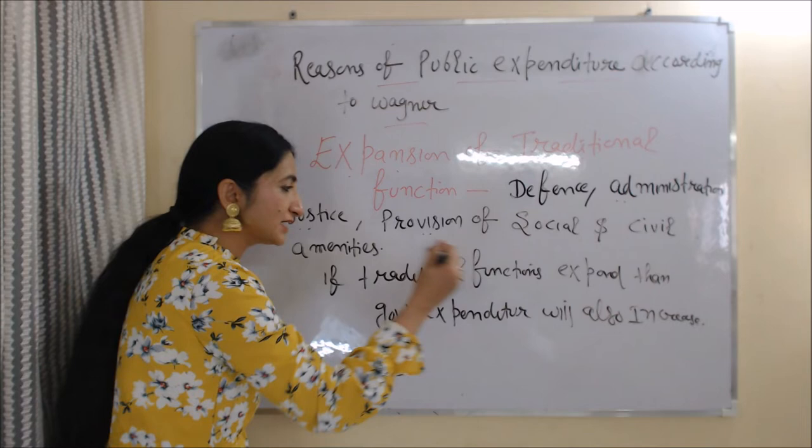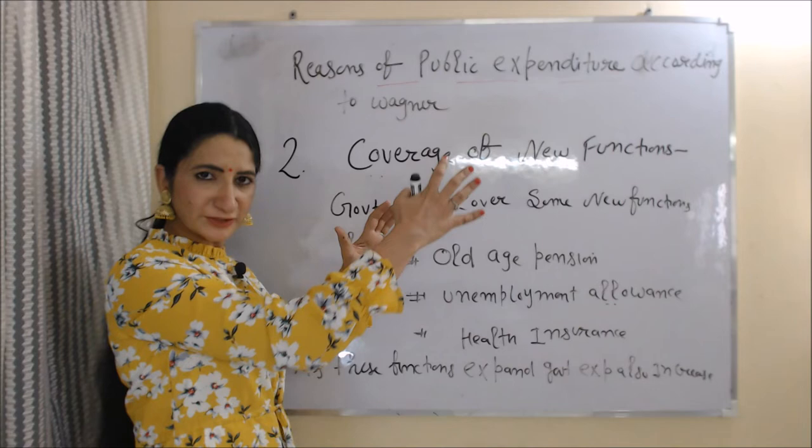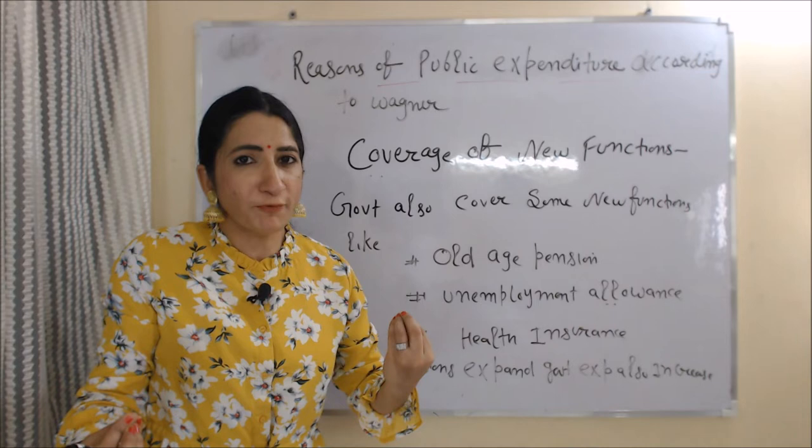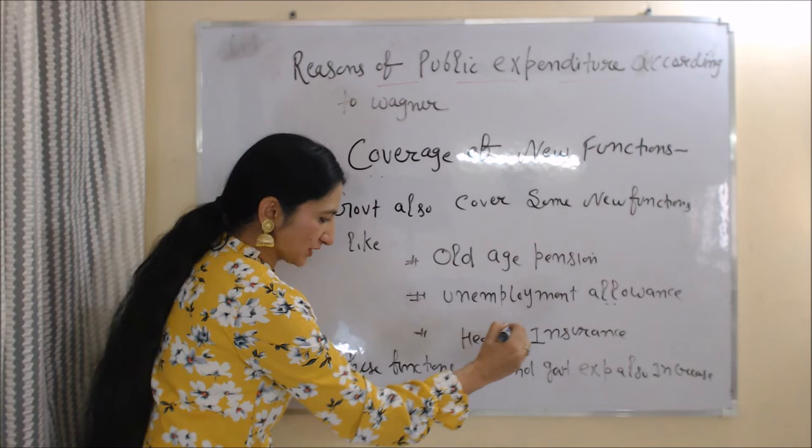Second reason is coverage of new functions. Apart from doing expenditure on traditional functions, government also covers some new functions like old age pension, unemployment allowance, health insurance. As these functions expand, government expenditure also increases.